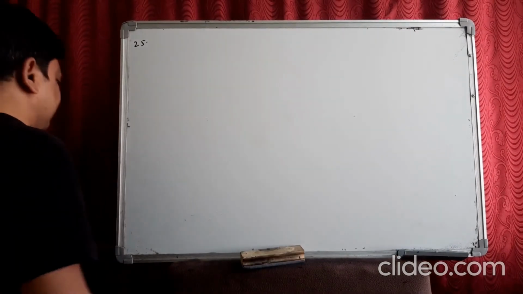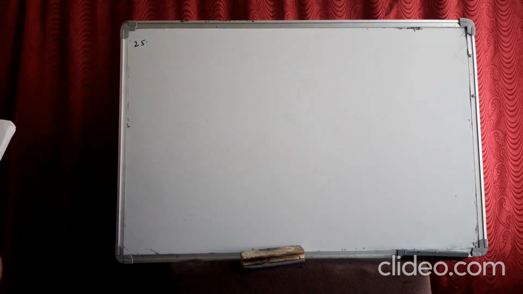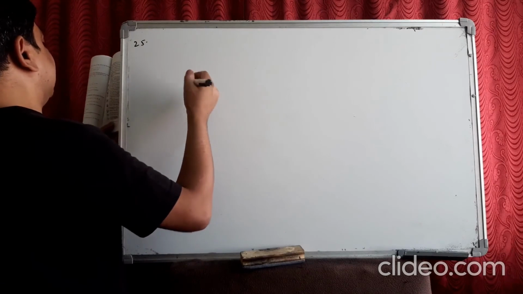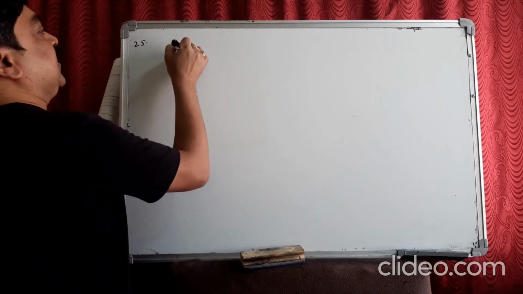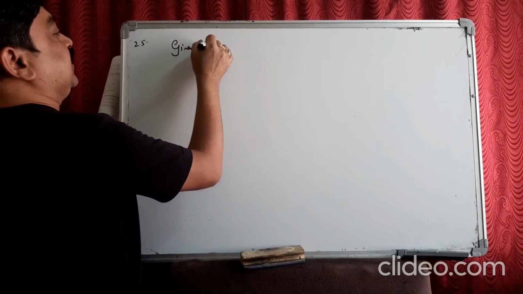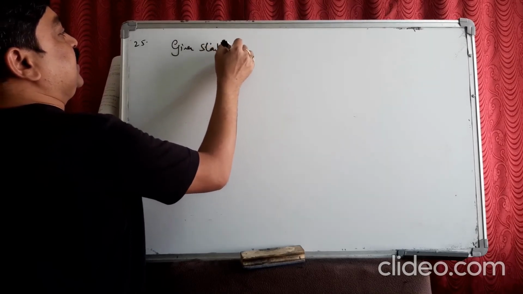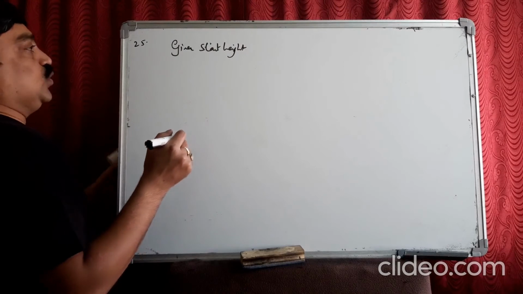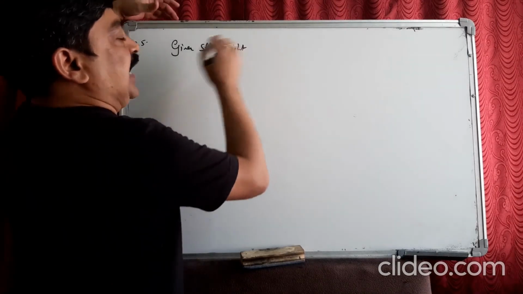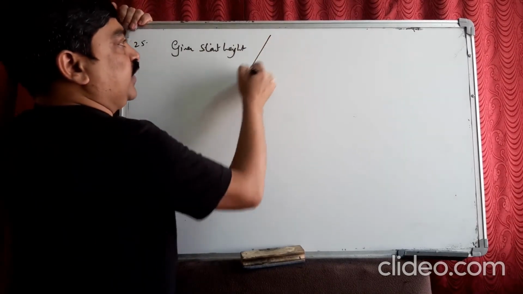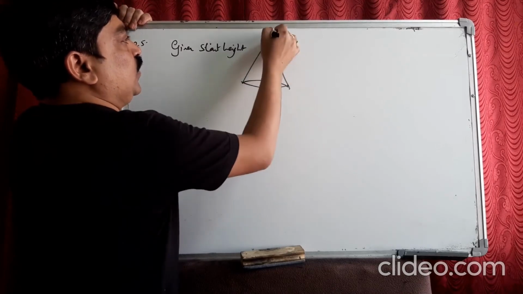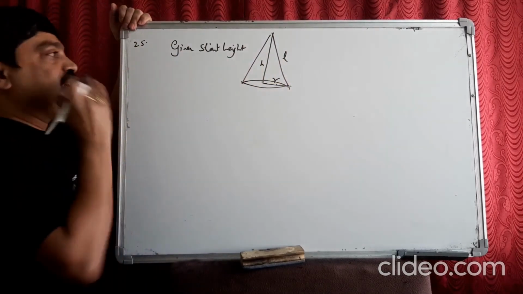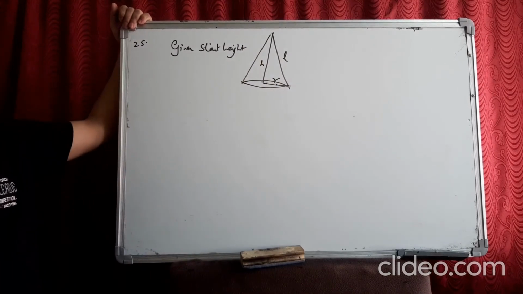See, in this question, semi-vertical angle of a cone of maximum volume. Volume is maximum for a given slant height. Slant height is given, and you are asked to prove that theta is tan inverse root 2. So that means L is constant here, L is constant for a cone. Okay. L, this is R, this is H. So let us replace H or R in terms of L.